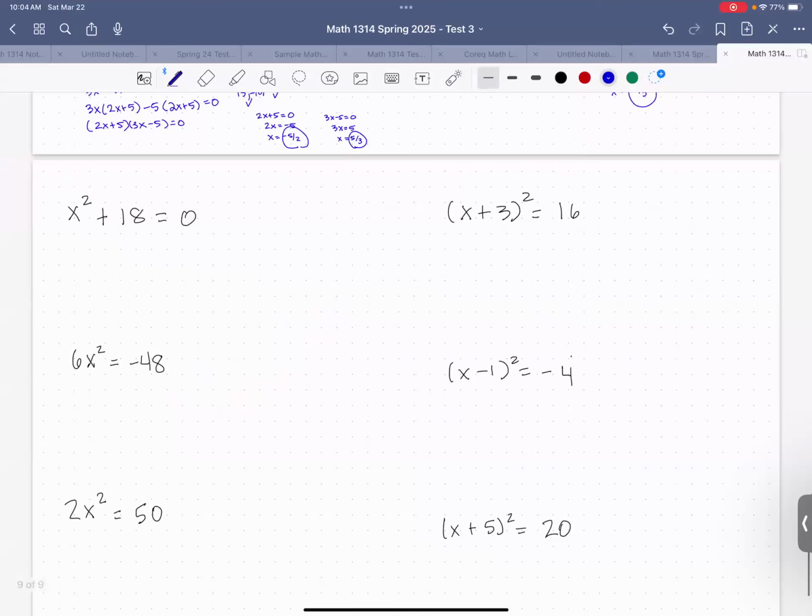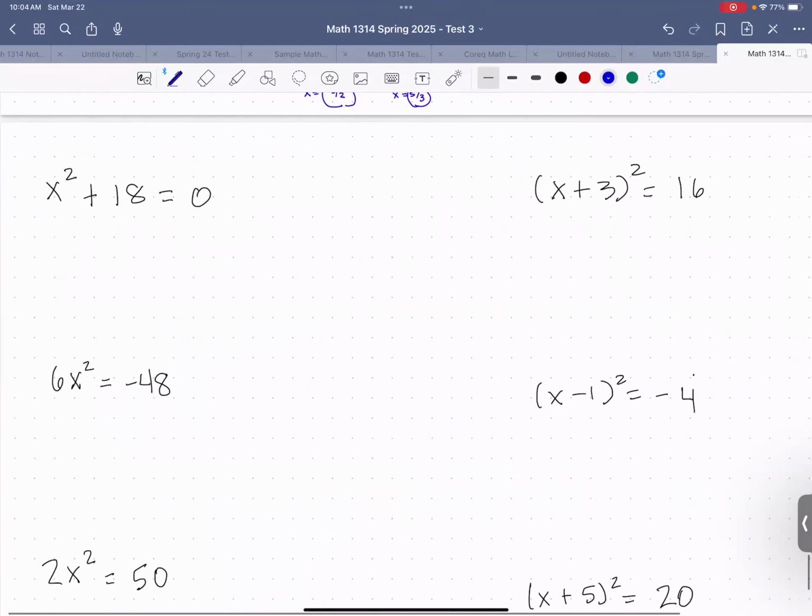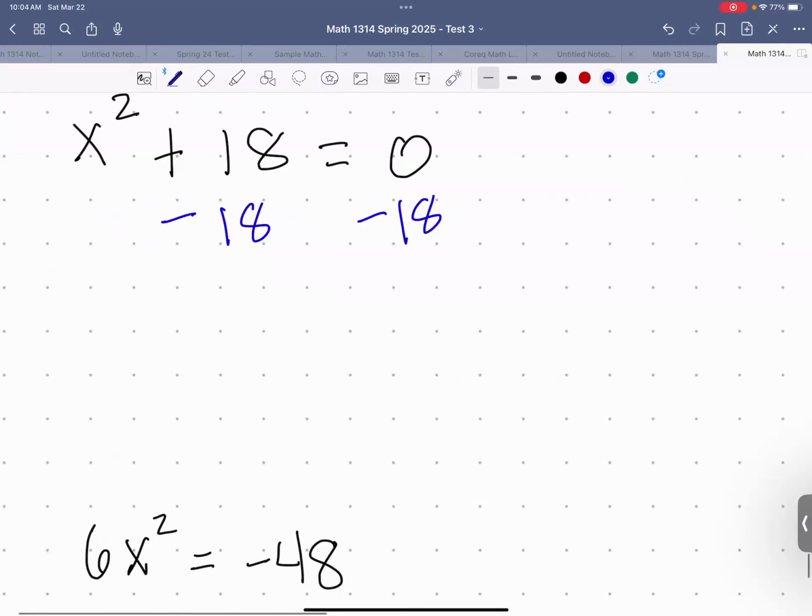These others are going to be us trying to solve using our square root method. Here, when I look at this equation, x squared plus 18, it does not factor. It's not a difference of squares, so it can't really be solved by factoring. We said when we're solving using the square root method, we want the squared quantity alone, which means I want that 18 to go to the other side. So I'm going to subtract 18 from both sides. That's going to give us x squared is equal to negative 18.